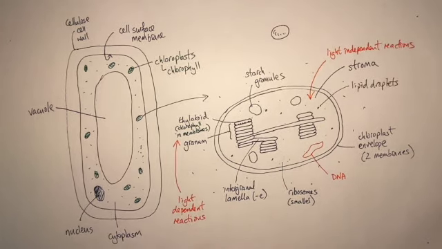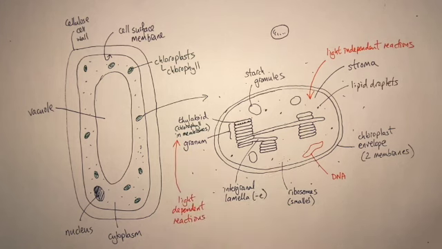We also have in the thylakoid membranes the process of chemiosmosis. And so the next part of this video is going to show what the relationship is between the structure of the chloroplast, the processes of the light-dependent reactions, the light-independent reactions, and chemiosmosis.